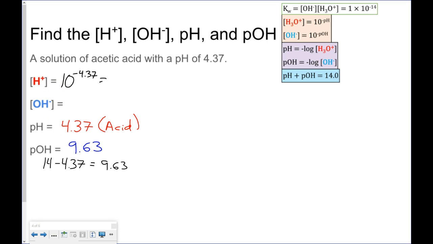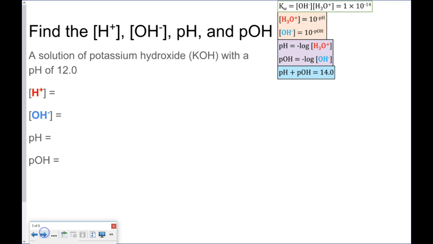Now, to solve for this, to get backward from pH to the concentration of the hydronium, that's going to be 10 to the negative pH. So 10 to the negative 4.37, that's going to work out to be 4.27 times 10 to the negative 5th. The concentration of hydroxide is going to be 10 to the negative pOH, that's going to work out to be 2.34 times 10 to the negative 10th. Remember, negative pH is what you have to do up there, following that.